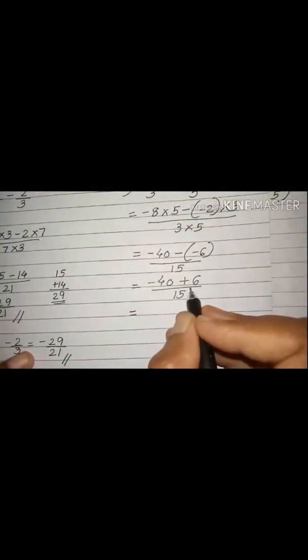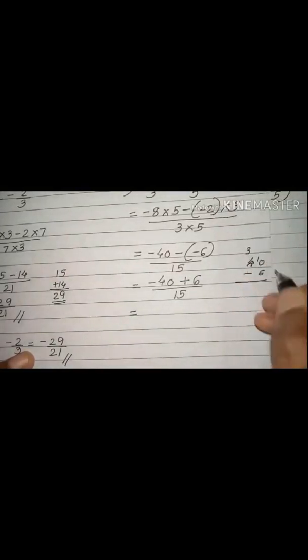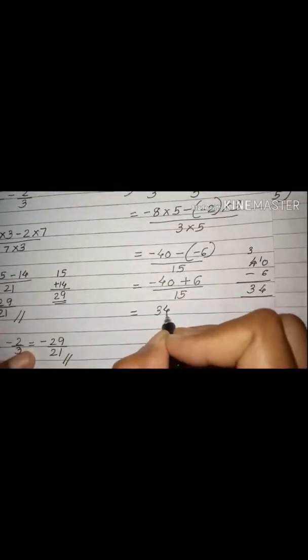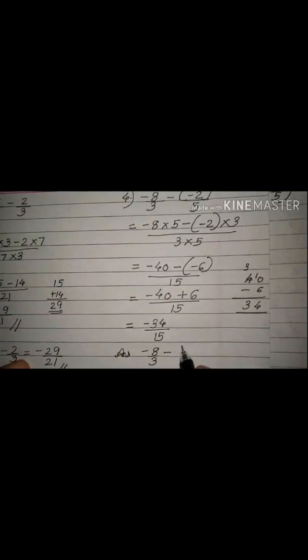Now what will you do? One positive number, one negative number. So you subtract in the working column. Please do the subtraction because I saw in your homework so many mistakes. Okay. Now the answer is 34, but the big number is 40, so it will be minus 34 by 15. So what is my final answer? Minus 8 by 3 minus of minus 2 by 5 is equal to minus 34 by 15.